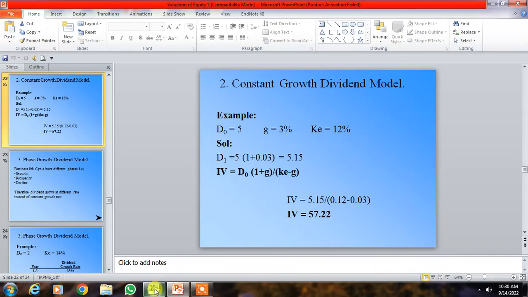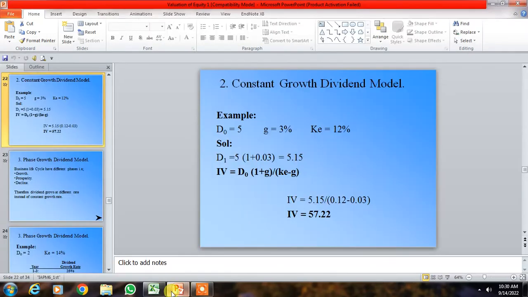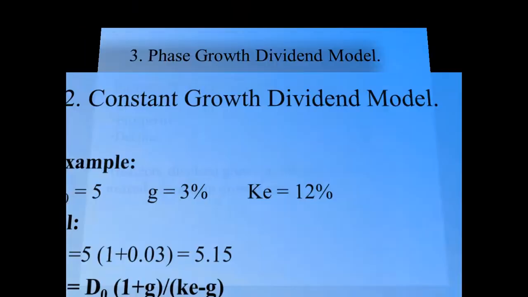You can simply find out here that this is D1 divided by 12%, that is KE minus g. So the valuation of common stock forever is 57.22. Now further you will compare it with the market value and then decide, as the criteria of decision is already discussed in early slides.